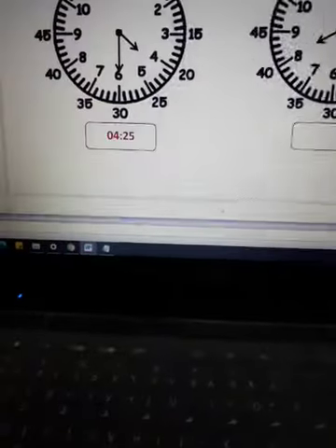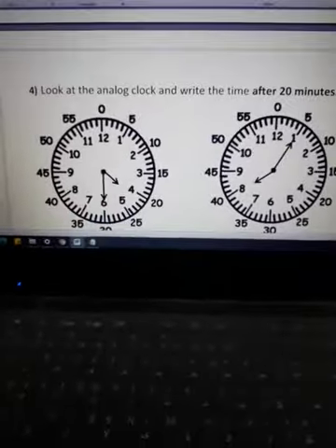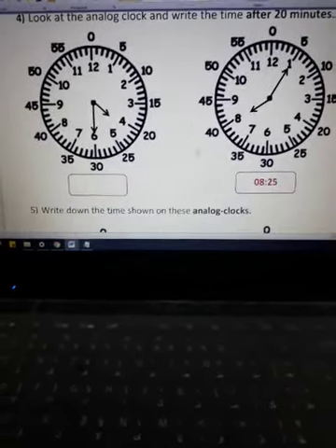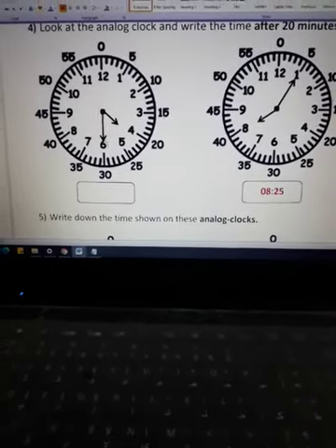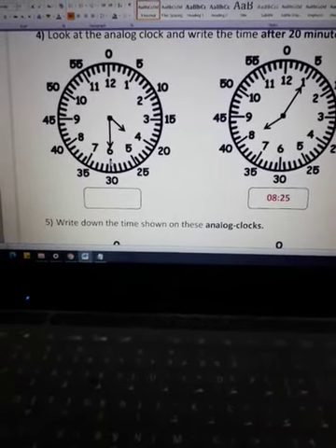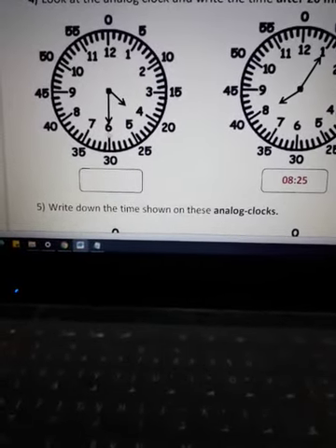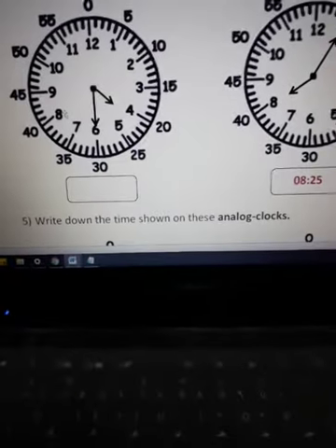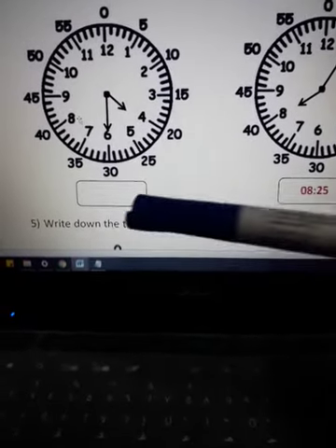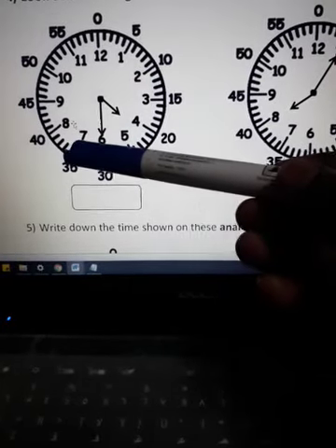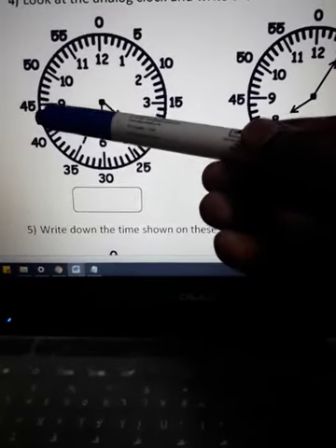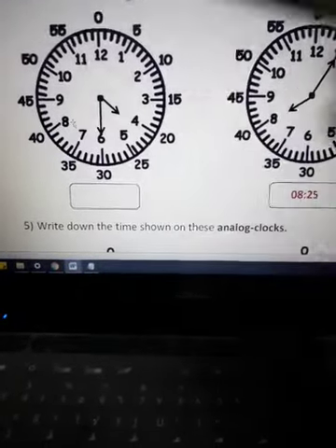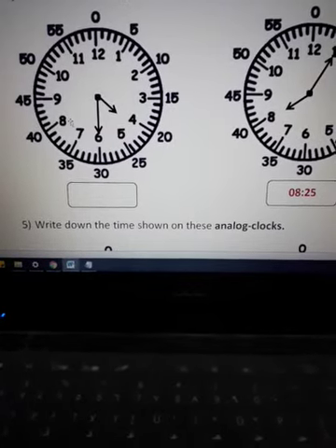Now look at the analog clock and write the time after 20 minutes. The time now is 4:30. It's the same as the above time, but it is not before, it should be after. After 20 minutes: from 6 to 7 is 5 minutes, 7 to 8 is 5 minutes, 8 to 9 is 5 minutes, 9 to 10 is 5 minutes. Total 20 minutes, that means 5, 10, 15, 20. So the time is 4:50. You can try to do it by yourself.